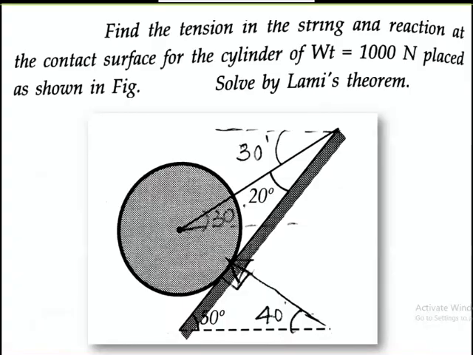This is the next problem. It is similar to the previous one. Find the tension in the string and the reaction at the contact surface for the cylinder of weight 1000 Newton placed as shown in the figure. Here just the angles are different. In the question they have given the angles 50 degree and 20 degree. I have written the other angles in dotted lines, just for clarification, that is 30 and 40, but in the question the angles given are 50 and 20.